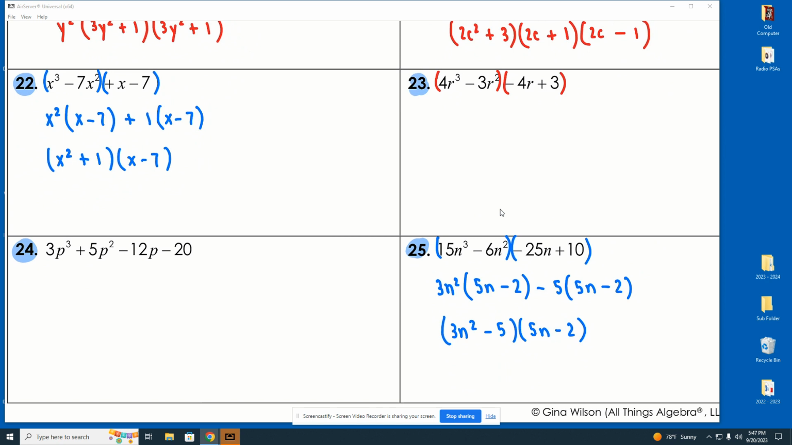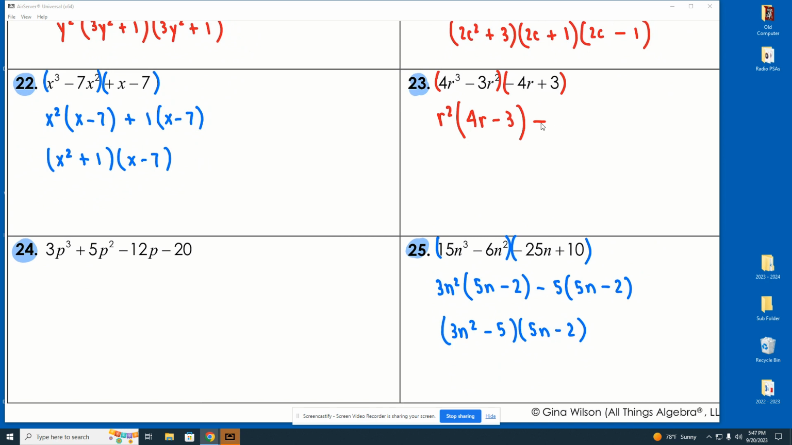So first one, let's take out any GCF you see in that first group. It looks like it's just r squared. So 4r cubed divided by r squared is 4r. And negative 3r squared divided by r squared is negative 3. That's the first group. Don't forget, I told you whatever that sign is needs to come down first.